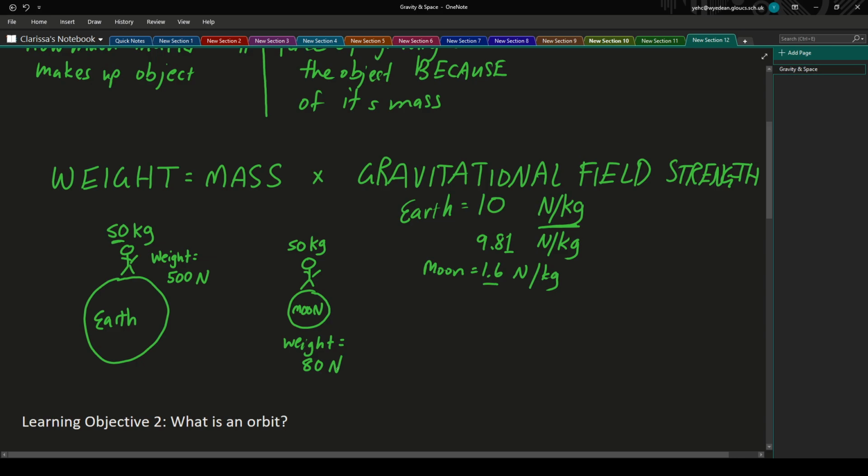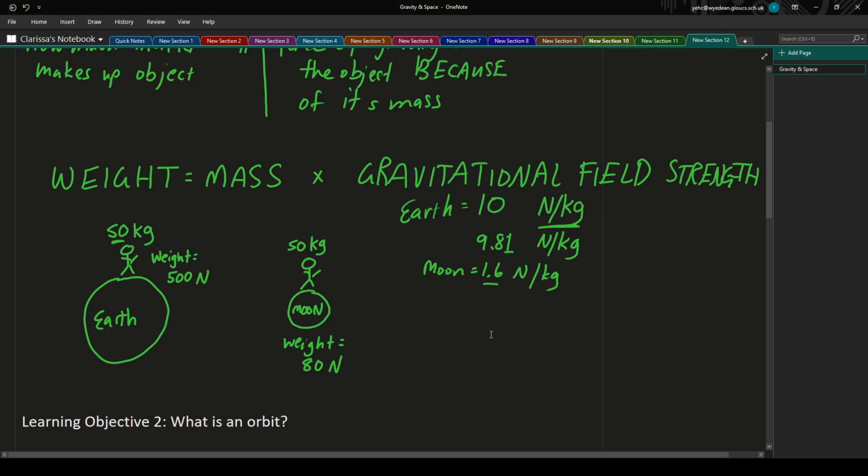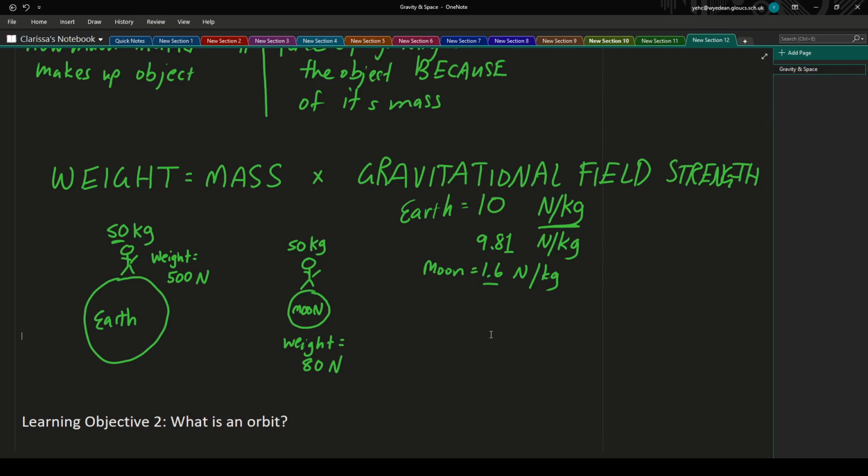So this is the principle I want you to understand. Your mass does not change, because that's just how much matter makes you up. But your weight will change depending on where you are. If you're on Earth, everyone on Earth experiences the same gravitational field strength. But if you are talking about outer space, that weight then changes.